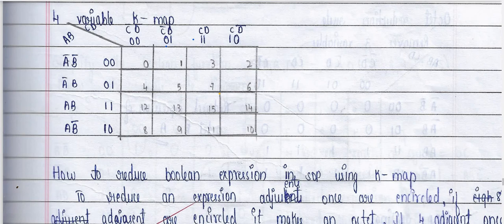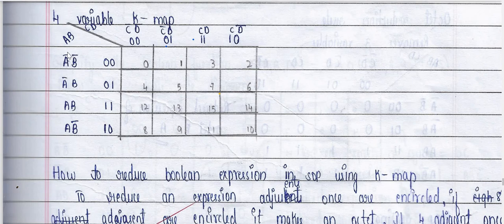On the left side: 0 0, 0 1, 1 1, 1 0. The top also: 0 0, 0 1, 1 1, 1 0. Then the inside numbers, first row 0, 1, 3, 2, then 4, 5, 7, 6, then 12, 13, 15, 14, then 8, 9, 11, 10. In all the questions, first you have to draw this K-map.